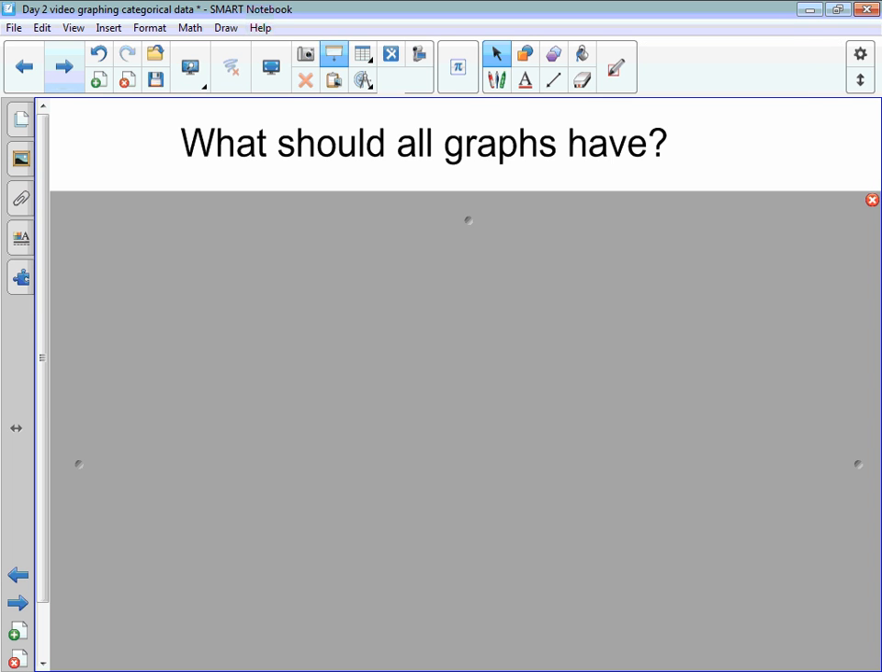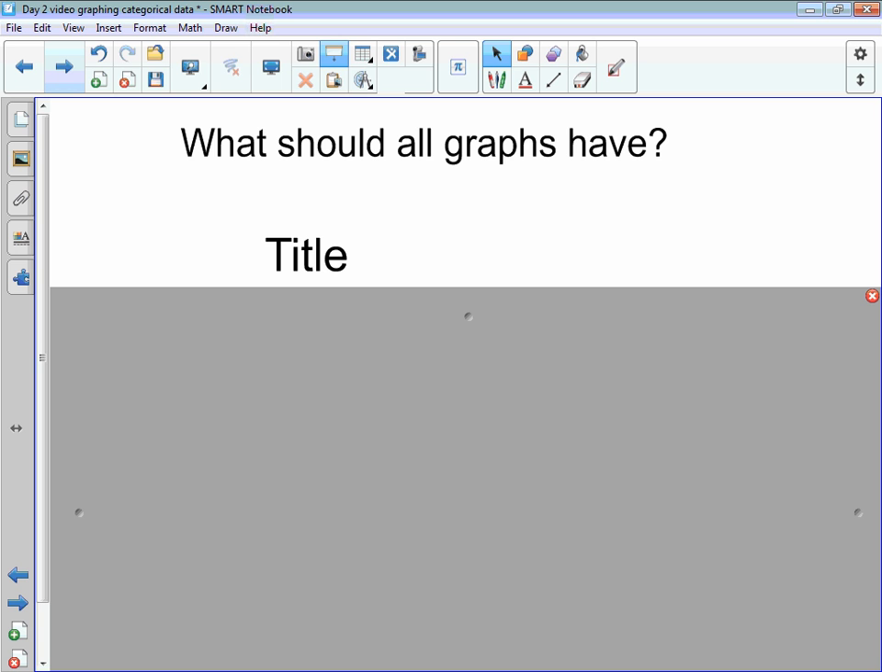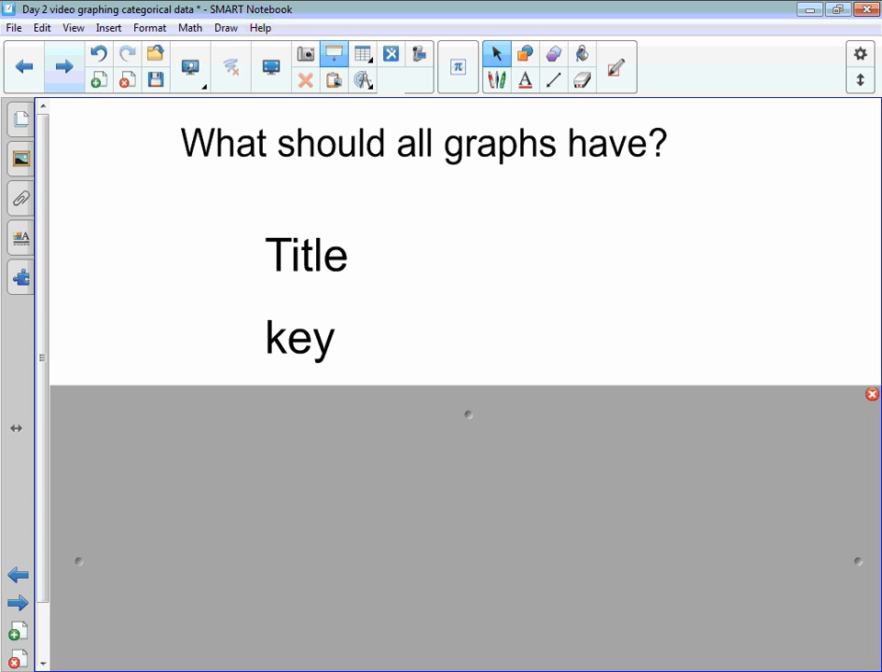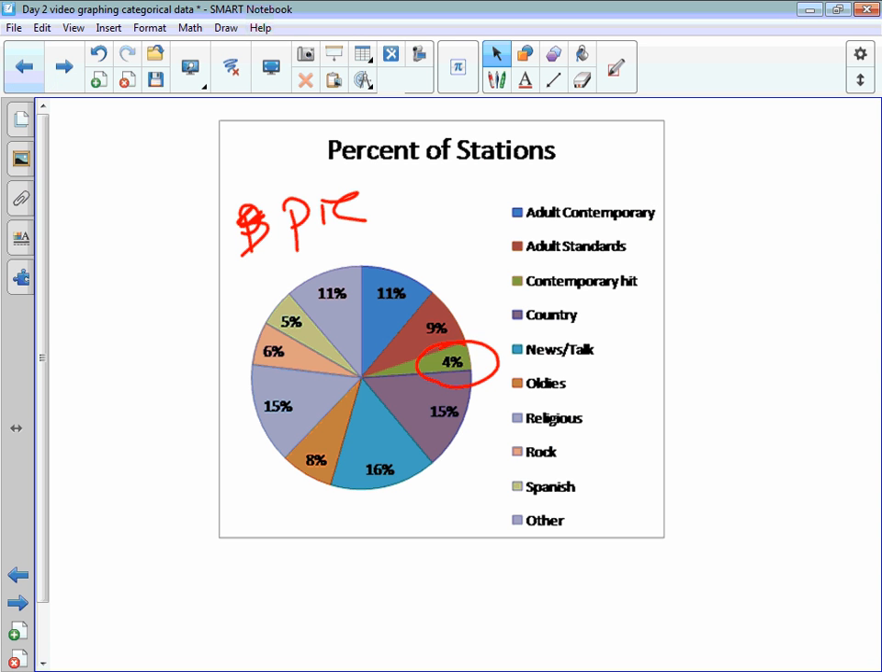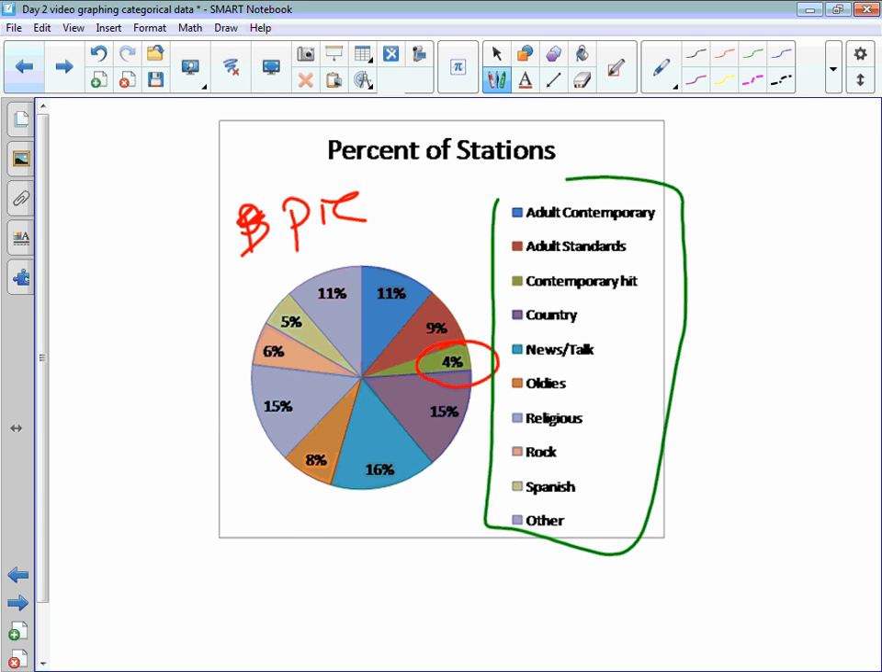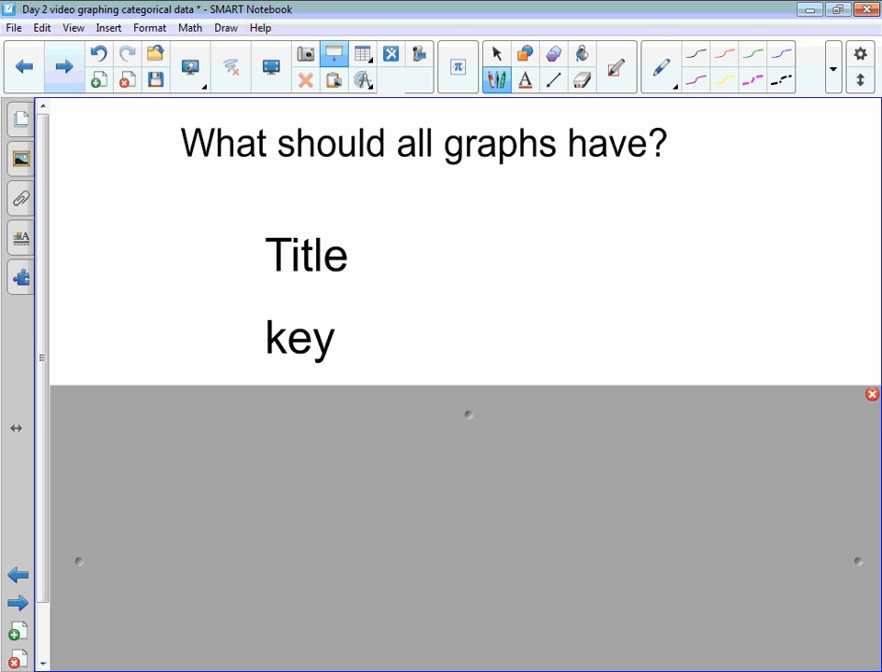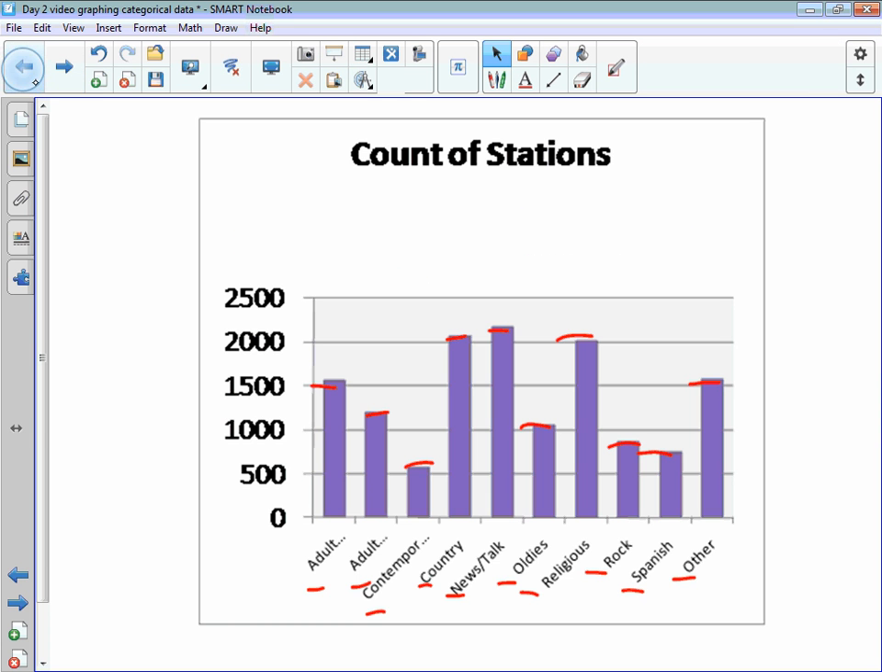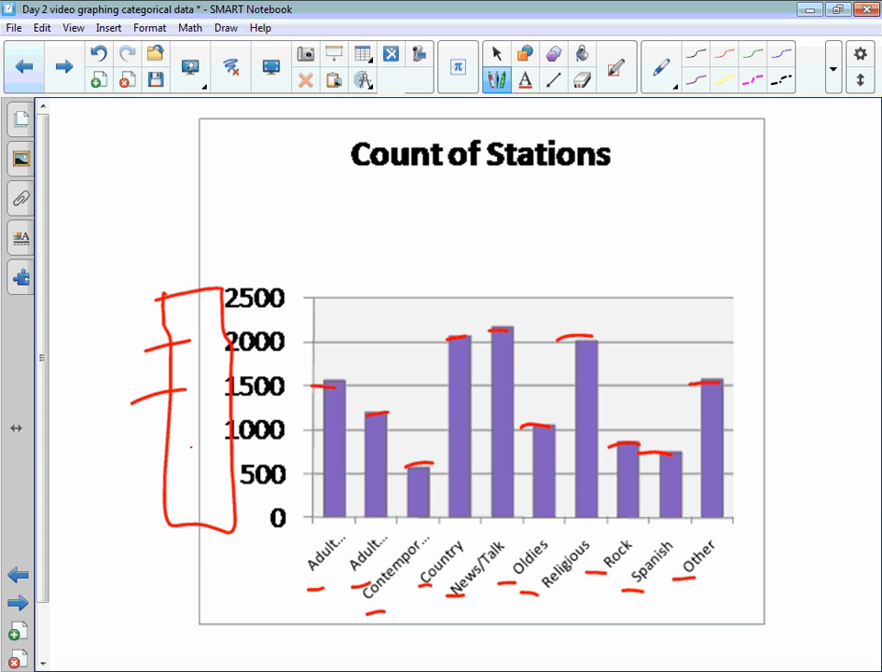What should all graphs have? Well, every graph should have a title. If your graph doesn't have a title in AP Stats, it's not going to fly. There should be a key, right here. You can see this is the key, saying what color on the graph goes to each category. And labeled axes. So if we go back, this would not fly because this axis here is missing a label. You would not receive full credit on the AP exam because you didn't label the axis. It should be number of stations.